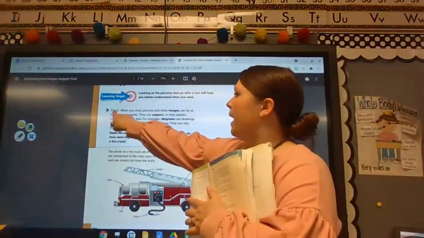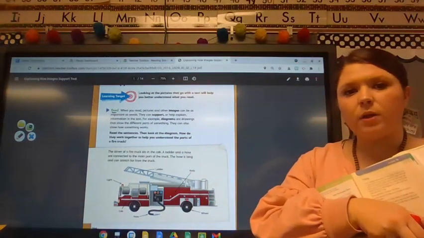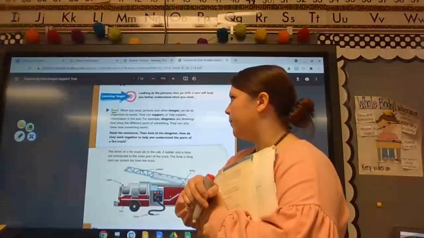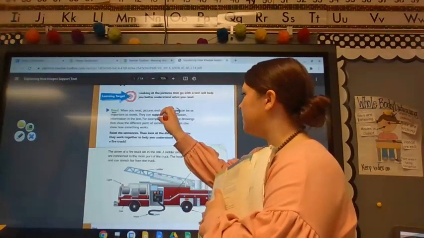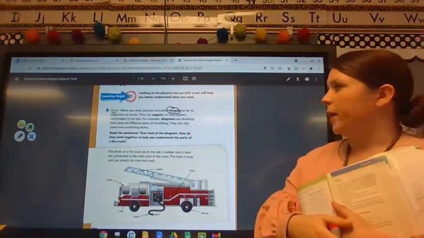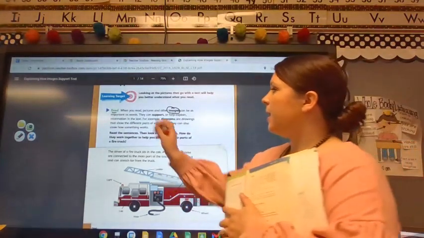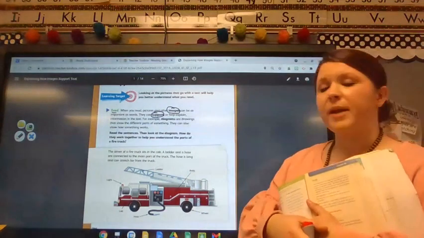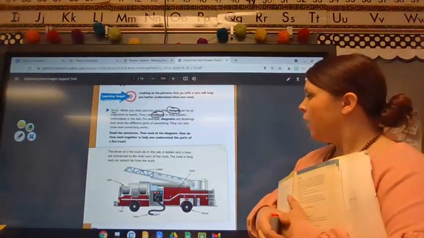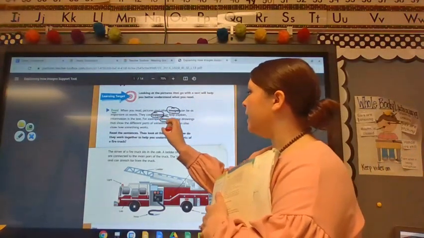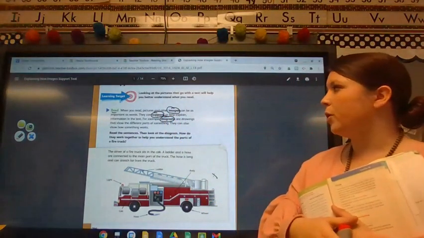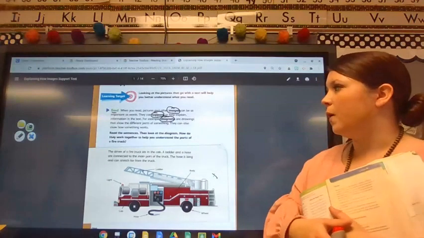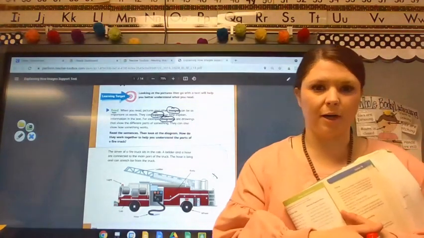Let's start at the read section. You're going to follow along with me, and we're going to circle some important words. When you read, pictures and other images can be as important as words. They can support or help explain information in the text. For example, diagrams are drawings that show the different parts of something. They can also show how something works.